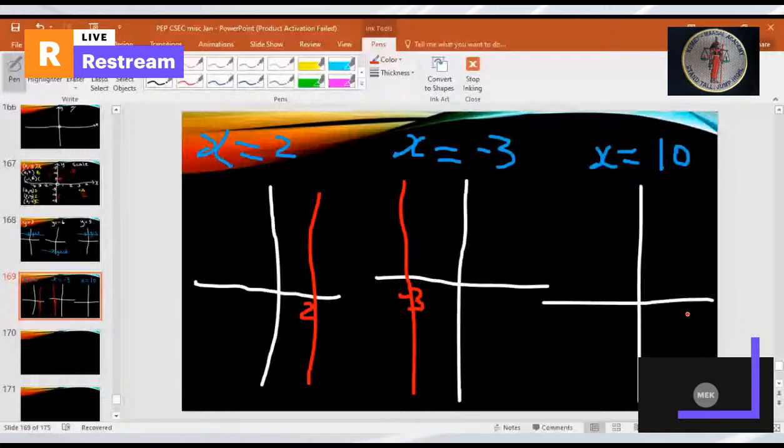And y equals a constant term is a straight horizontal line. The line x equals a constant term is a straight vertical line. And y equals negative x.